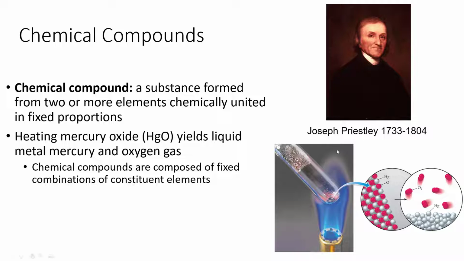If we take a look over here, we can see that heating mercury oxide, which is a solid material, yields liquid metallic mercury, and it also produces oxygen gas. These chemical compounds are composed of fixed combinations of constituent elements. There was one material, the mercury oxide, that looked like a single material, but when you heat it up, it can be decomposed into its chemical components.